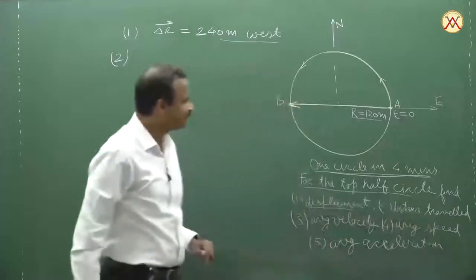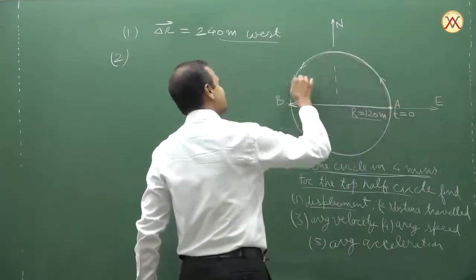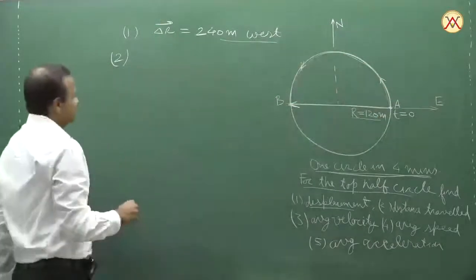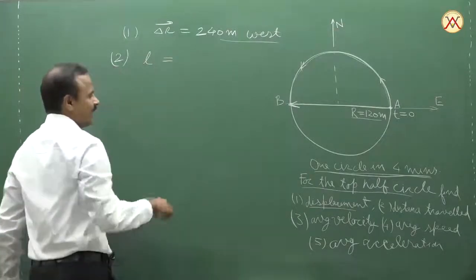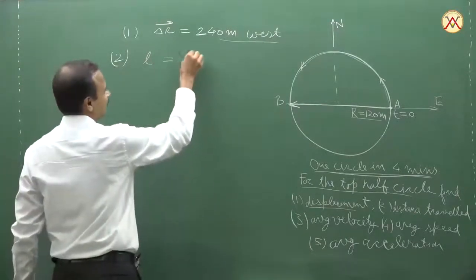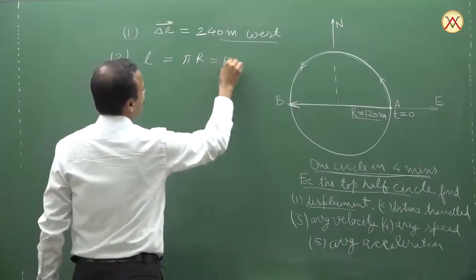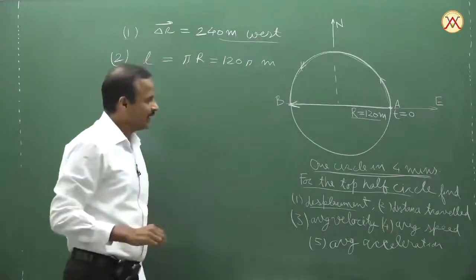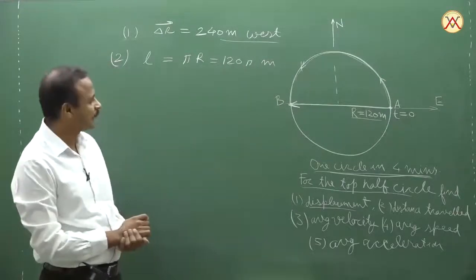Second part, distance traveled. The distance traveled is the length of this path, which is half of the circumference. So the distance traveled L will be half of 2 pi r, that means only pi r. So this will be 120 pi meters. And of course it is a scalar, so no question of direction here.